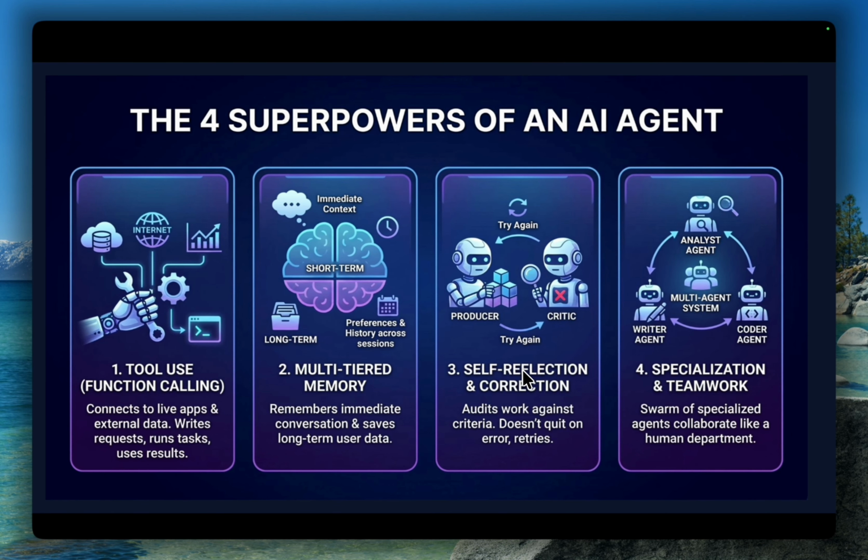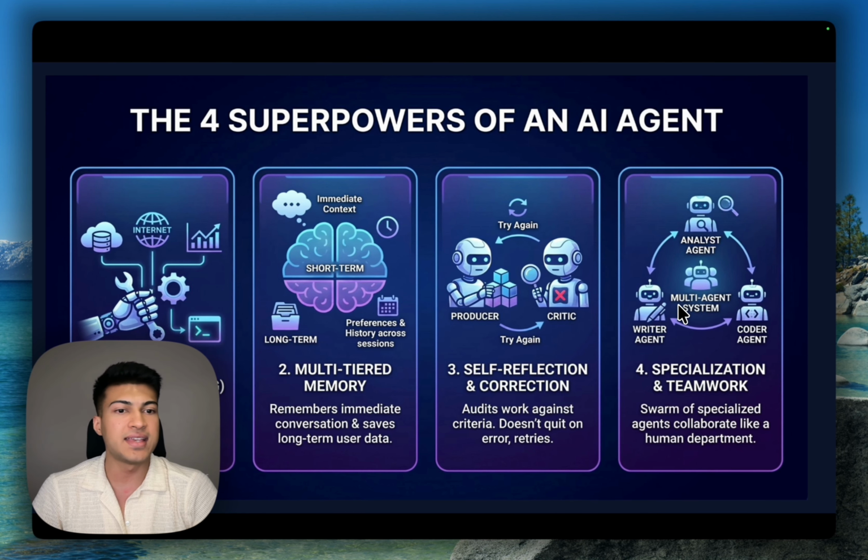Third one is self-reflection and correction. If an agent hits an error, it doesn't just quit. It uses a producer and critic setup. One part of the agent builds the output while the other, the critic component, audits the work against strict criteria. It forces the agent to keep trying again if it fails.